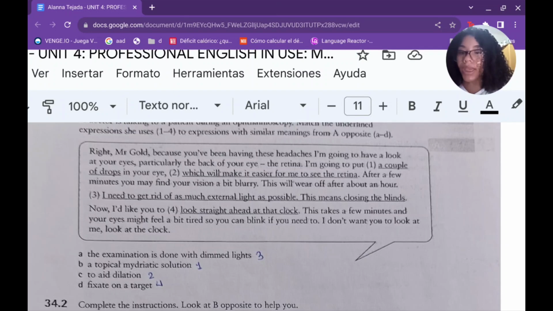Now 3. I need to get rid of as much external light as possible. This means closing the blinds. The examination is done with dimmed lights. Now I'd like you to, number 4, look straight ahead at that clock. Fixate on a target. This takes a few minutes and your eyes might feel a bit tired, so you can blink if you need to. I don't want you to look at me, look at the clock.